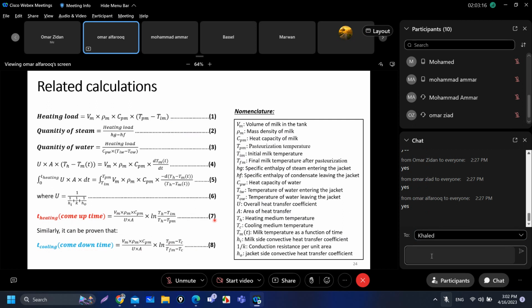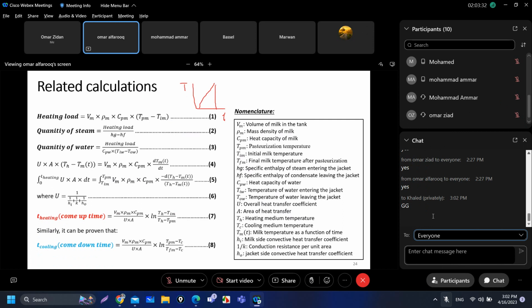So, is this come up time the pasteurization process or not? No, come up time is heating time. We have heating. This is the temperature versus time. This is the come up time, and then we have the holding time, and then we have cooling. This is the come down time, and this is the come up time. Pasteurization is all this process, the whole process.